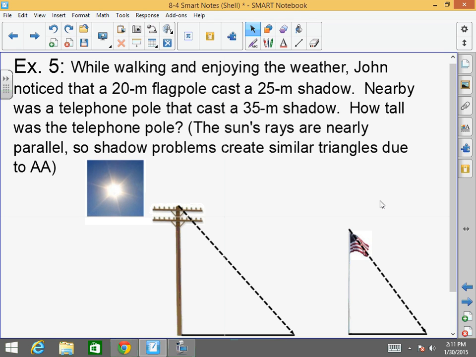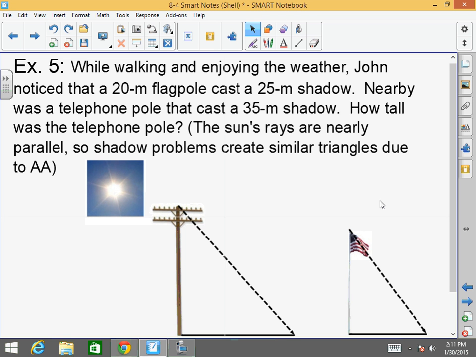Now, what I really like about this, I got the sun's rays. The reason why I did that is I want you to understand why these similarities occur. Okay, the sun's rays are almost parallel whenever they shine down on Earth. We're so far away from the sun, I think it's 93 million miles, that when the rays do hit Earth, they hit in parallel lines. So that's why we create similar triangles with shadows.